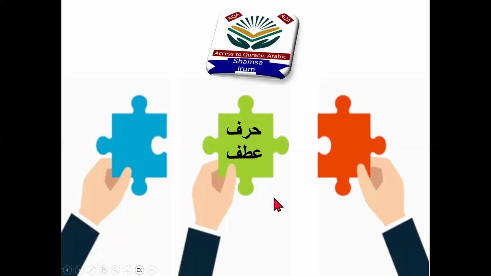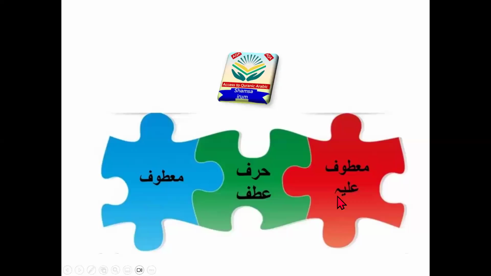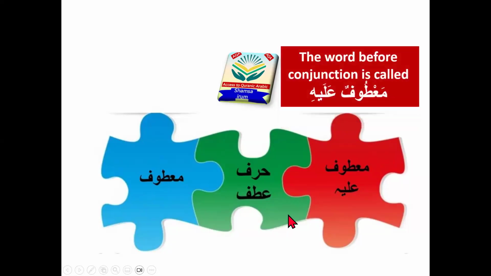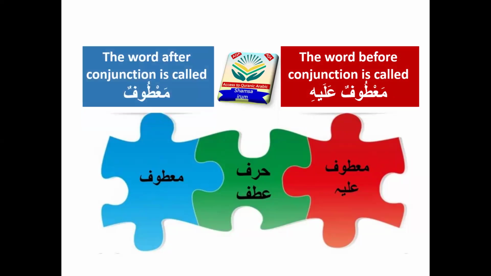So before the Harful Atf, what comes? Ma'tufun alay, and after Harful Atf, Ma'tuf will come. So Harful Atf will join them. It will be like this. Look, this Harful Atf joins the Ma'tufun alay with the Ma'tuf. The word before the conjunction is called Ma'tufun alay, and the word after the conjunction is called Ma'tuf. And in the middle, what will be? The Harful Atf conjunctions that I explained already in this lecture.